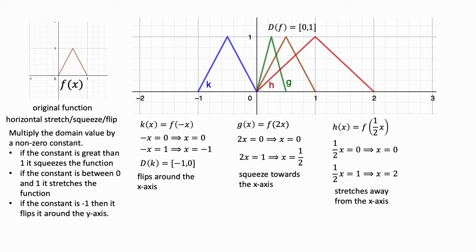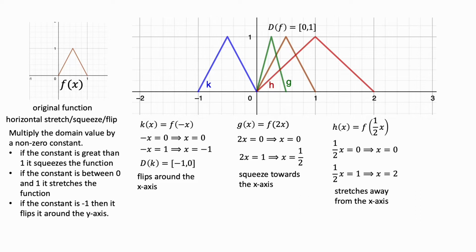So again, just like the vertical one, anything that's on the y-axis is going to stay on the y-axis. It's going to be an anchor. So notice that if I take minus x and I go x minus x equals 1, I get minus 1. So it reflects it around the y-axis. So it flips it around the y-axis, right? If I take 2x and set it equal to 0, I get 0 because it's anchored. If I take 2x and set it equal to 1, I get a half.